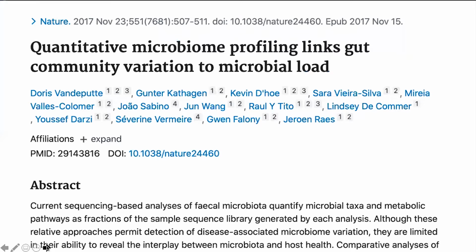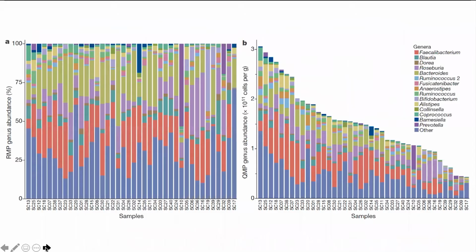And that's actually in this figure from this particular article, which is Quantitative Microbiome Profiling Links Gut Community Variation to Microbial Load. It was published in a prominent journal, Nature, a couple of years ago, where they compared relative versus quantitative approaches and actually found that the absolute quantitation, especially when they looked at Crohn's disease patients, was extremely important, because without looking at absolute quantitation, you miss the whole picture of general decrease in microbes in the gut. And that's a key feature of, for example, Crohn's disease. So I'll show that data here in the next slide.